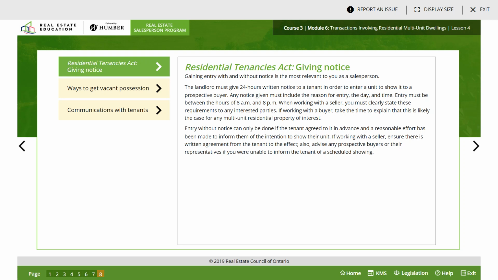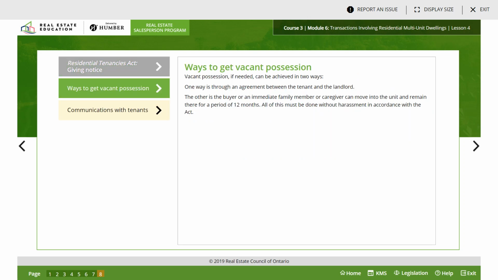If working with a buyer, take the time to explain that it is likely the case for any multi-unit residential property of interest. Entry without notice can be done if the tenant agreed to it in advance and a reasonable effort has been made to inform them of the intention to show their unit. If working with a seller, ensure there is a written agreement from the tenant to that effect. Also advise any prospective buyers or their representatives if you are unable to inform the tenant of a scheduled showing.